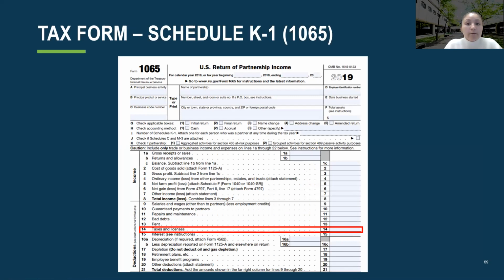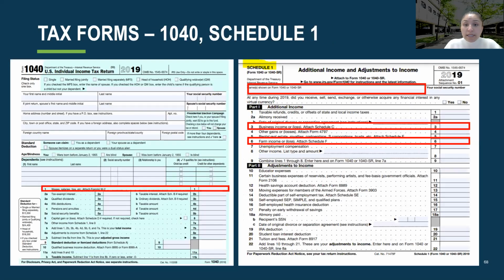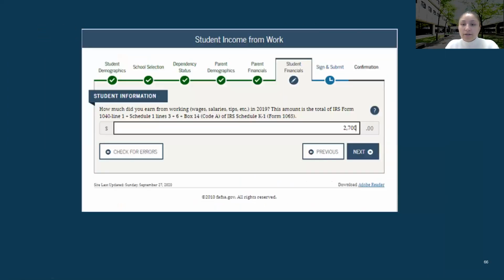It may vary from person to person if you have Schedule 1 and Schedule K1. If you do not, don't freak out. You may not have those schedules because it did not apply to you. So you're only going to focus on your 1040 form, okay, and enter that amount here. Our example made $2,700, so keep that in mind.